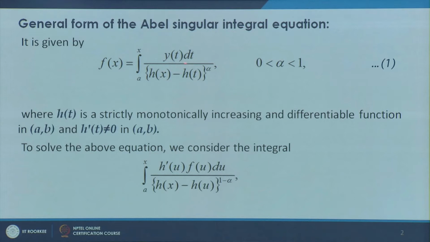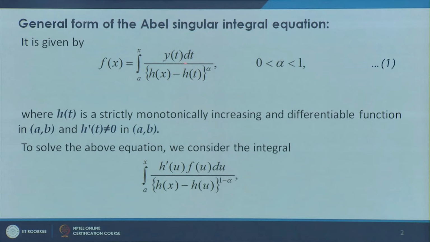So when you take h(t) equal to t here, then h(t) is strictly monotonically increasing and also differentiable, and h prime(t) is equal to 1. So all the conditions here are satisfied. So when you take h(t) equal to t, this form reduces to the Abel singular integral equation, and therefore we call it the general form of the Abel singular integral equation. So we shall see how we can solve this general form of the Abel singular integral equation.